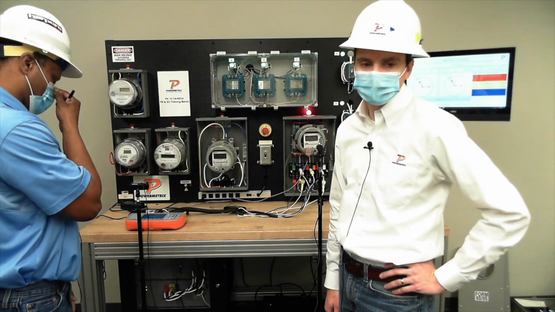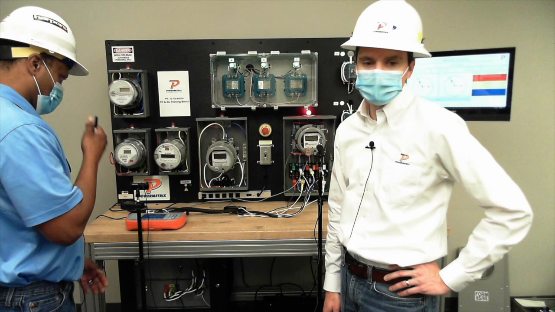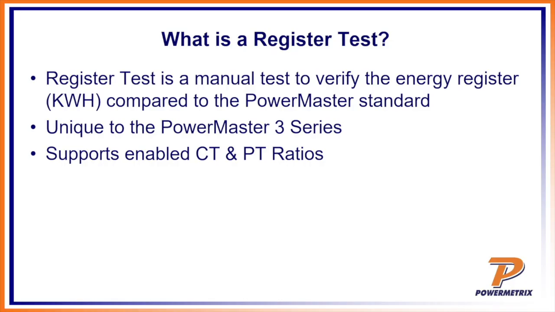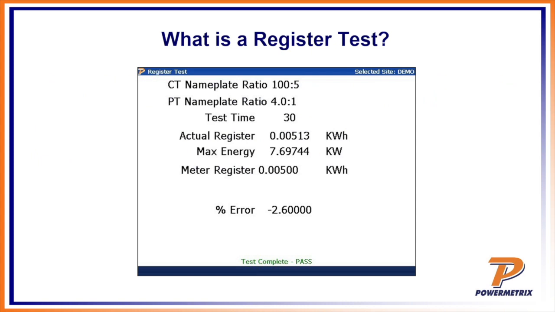Right. So the nice thing about this also, you can apply CT-PT ratios if you have that enabled in the program of the meter as well. And this is unique to only the 3 series. The 7 series doesn't support it, or a 5 series doesn't support it. Only the 3 series. So right now, Ray is going to... Oh, let me just show you the breakdown of the screen. Okay. So this one actually had the CT-PTs applied.